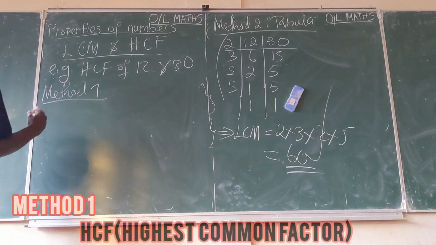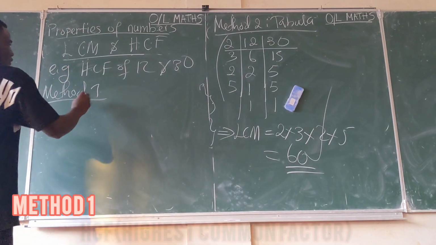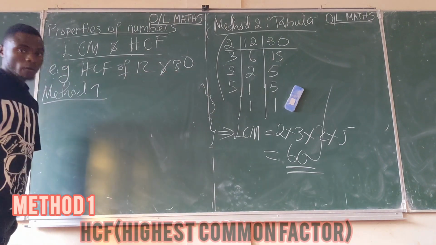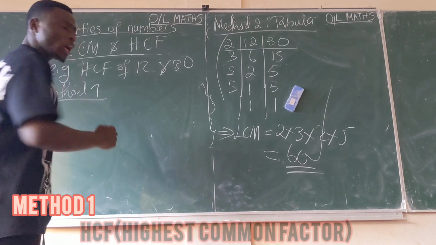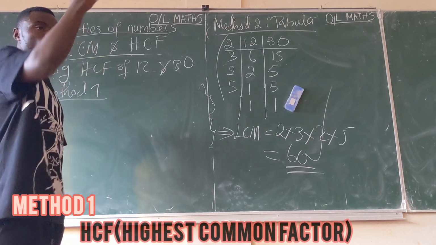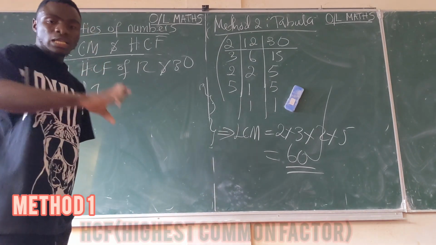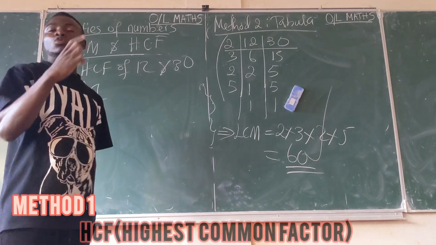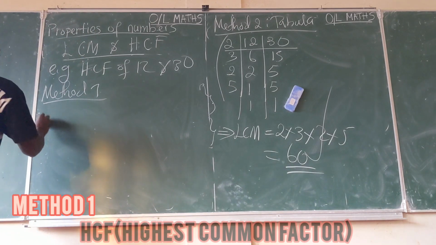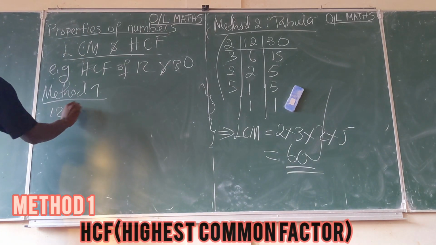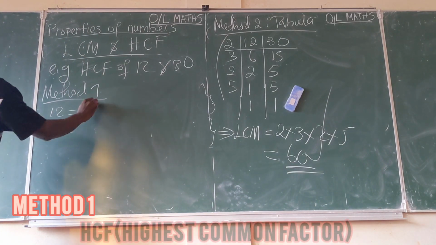So that simply means that, if you're dealing with two numbers, let's say 12 and 30, you're going to start by listing the factors of 12 and the factors of 30. And at the end of the day, you look for the common factors. You list out the common factor set, and then you look at the number that is the biggest, and that becomes the HCF. So let's do it.